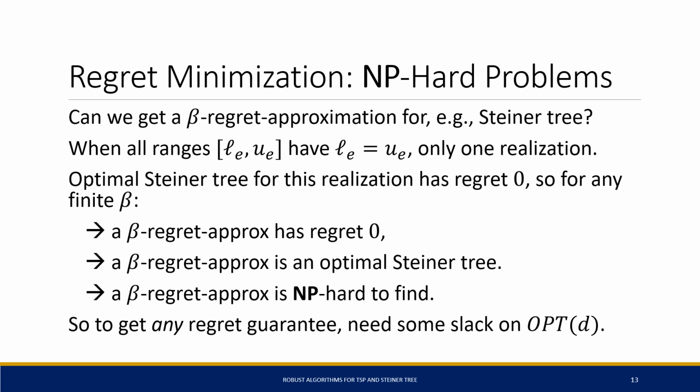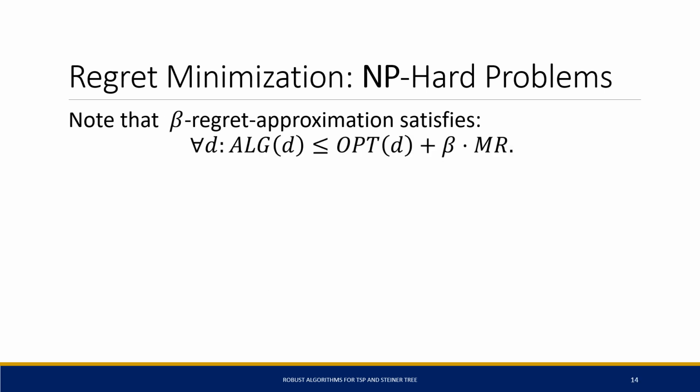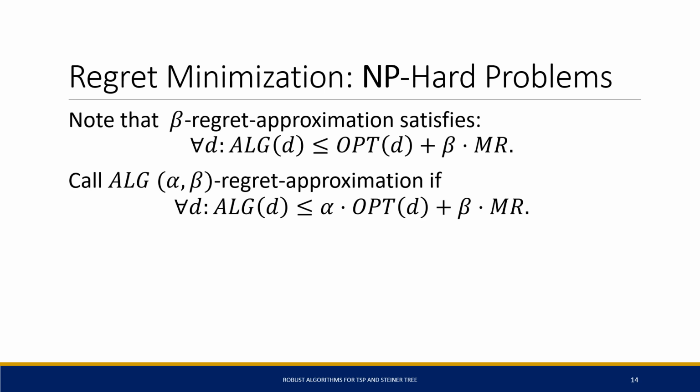our definition of approximation. So to come up with a definition of approximation that allows us some slack on opt, let's start by taking the definition of beta regret approximation and noting that any solution that's a beta regret approximation satisfies that the cost of that solution in any realization is at most the cost of the optimal solution plus beta times MR. So a very natural way to extend this and allow some slack on opt is to say that a solution is an alpha beta regret approximation if its cost in any realization of edge lengths is at most alpha times opt plus beta times MR.